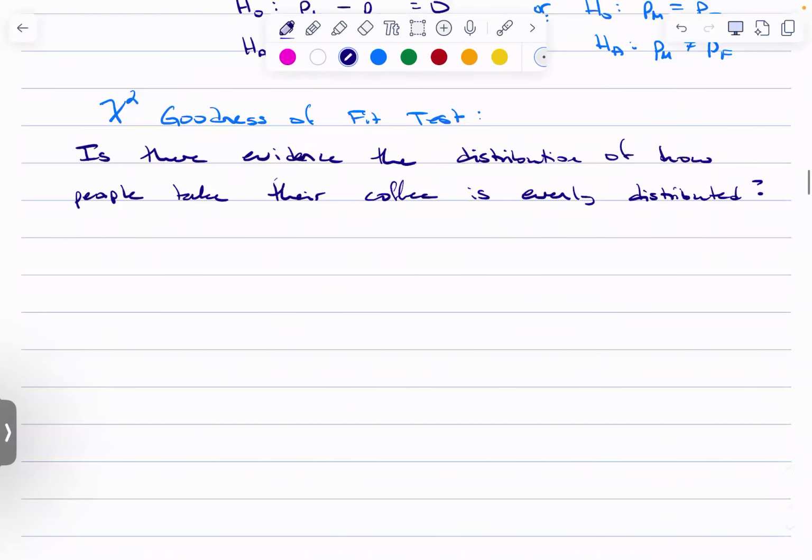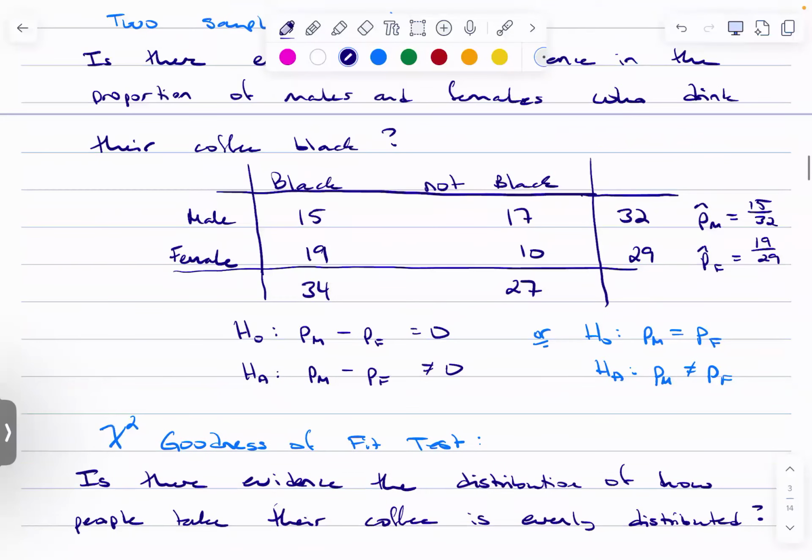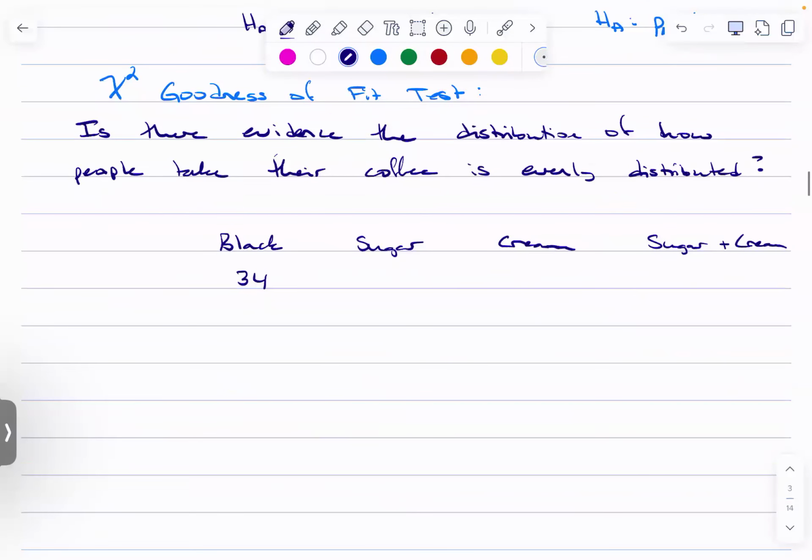So then, in my mind, I can kind of unzip. What did I have? Black with sugar, with cream, and sugar and cream. Those are all different. And my counts, maybe I had 34. Oh, I guess I need to split this 27. Okay, I'll do it in a nice way.